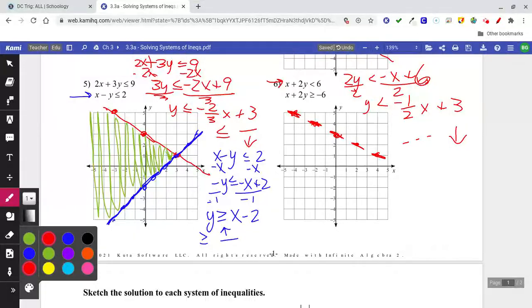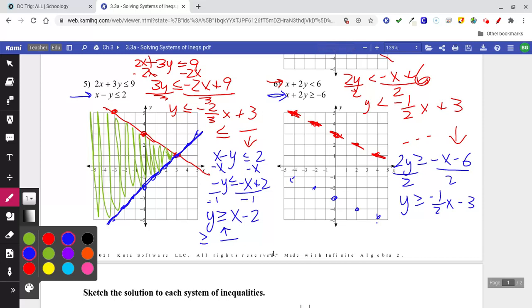Okay. Let's look at the other one. Need to subtract the x over for that one as well. 2y is greater than or equal to negative x minus 6. I divide by 2. y is greater than or equal to negative 1/2 x minus 3. So start at negative 3 and go down 1 and right 2, down 1, right 2, or up and left, up and left. This one is a solid line, greater than or equal, solid line, and greater than means shade up. So if we have to shade below the red and above the blue, that just means we shade in between.